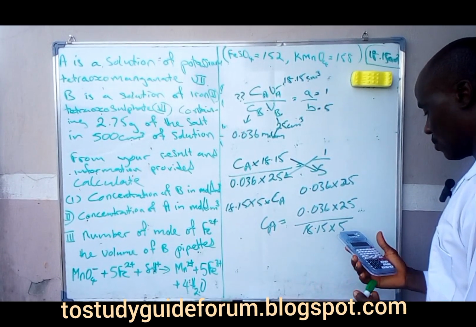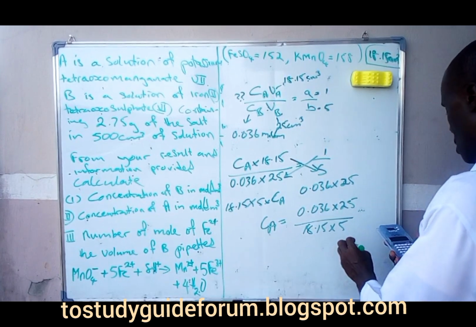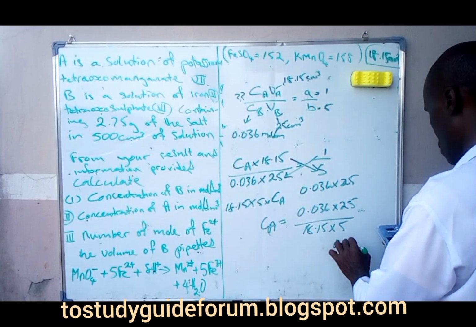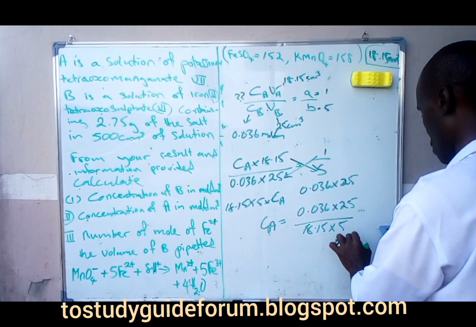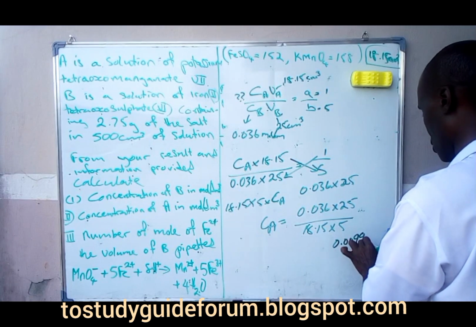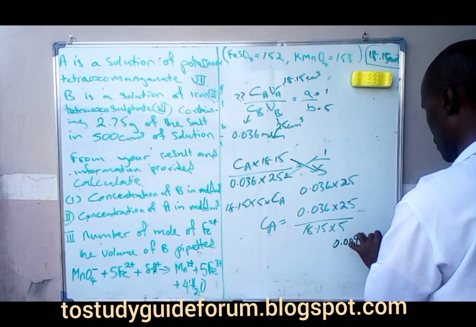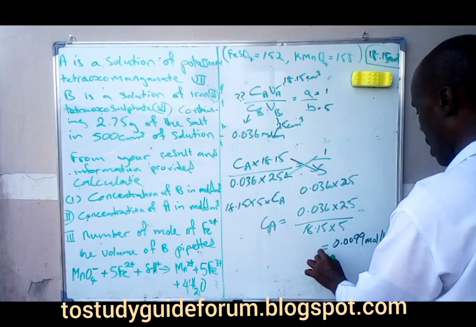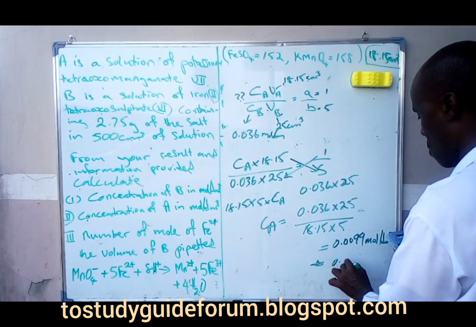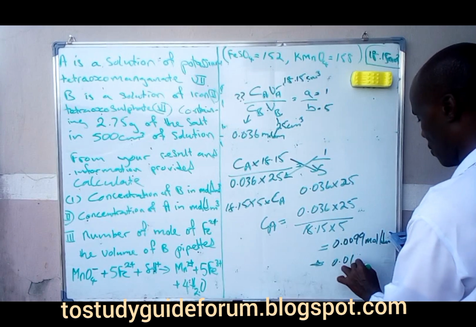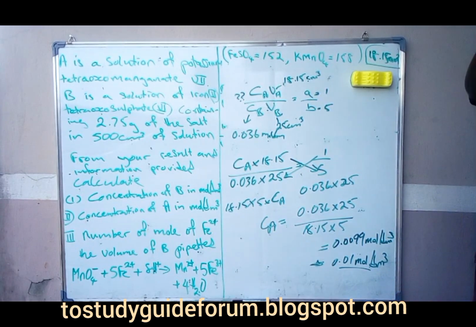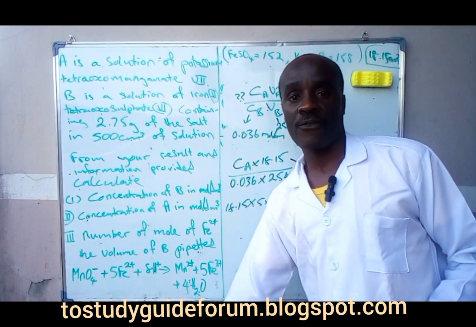What we have here is 0.0099. That would be mole per dm cube. That would be approximately 0.01 mole per dm cube. That is what we have. So that is the answer for the second question. Now we have been able to get the second question.